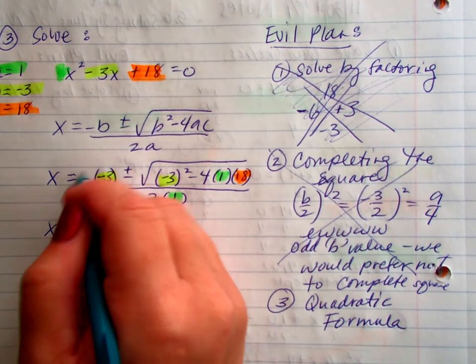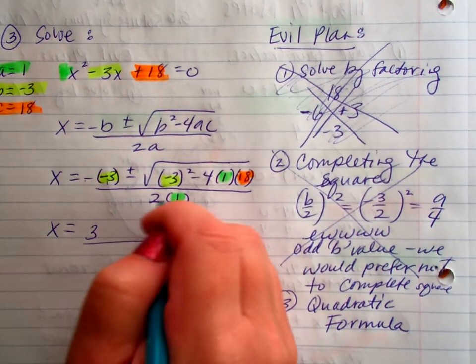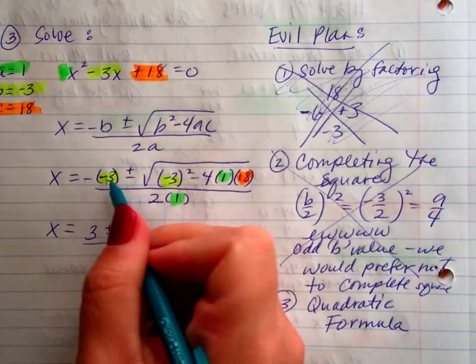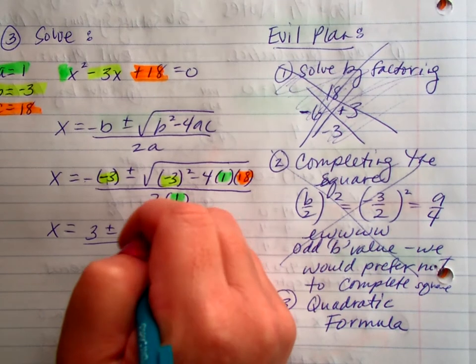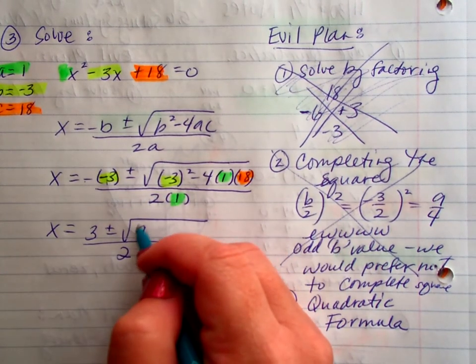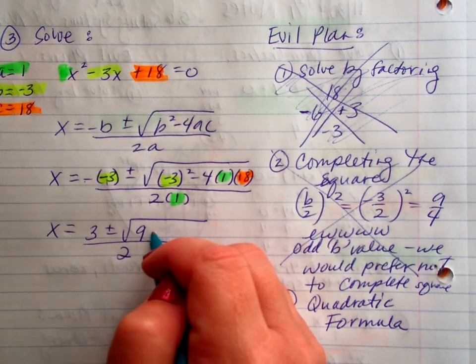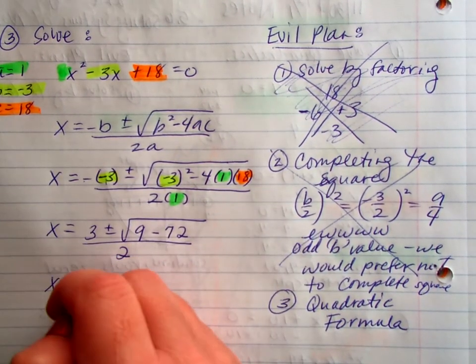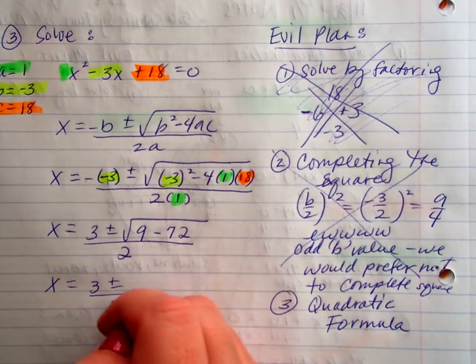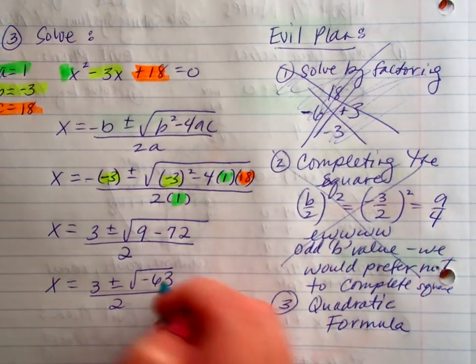All right, so the front would become positive 3. The bottom becomes positive 2. I always simplify the front and the bottom first. And then underneath, negative times negative is always going to give you a positive for this b squared. Be careful with your sign. And then 4 times 18 is minus 72. So 3 plus or minus root negative 63.